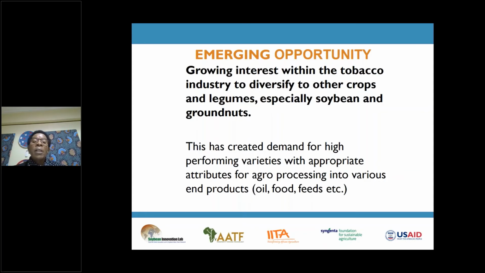As a result of this, they have been looking for suitable varieties for agro-processing, because the agro-processing industry is mostly producing at low capacity because the product is not there. So the private or commercial growers are looking at varieties which can give them optimum yields, as well as varieties which have the qualities which the industry is looking for. Next slide, please.